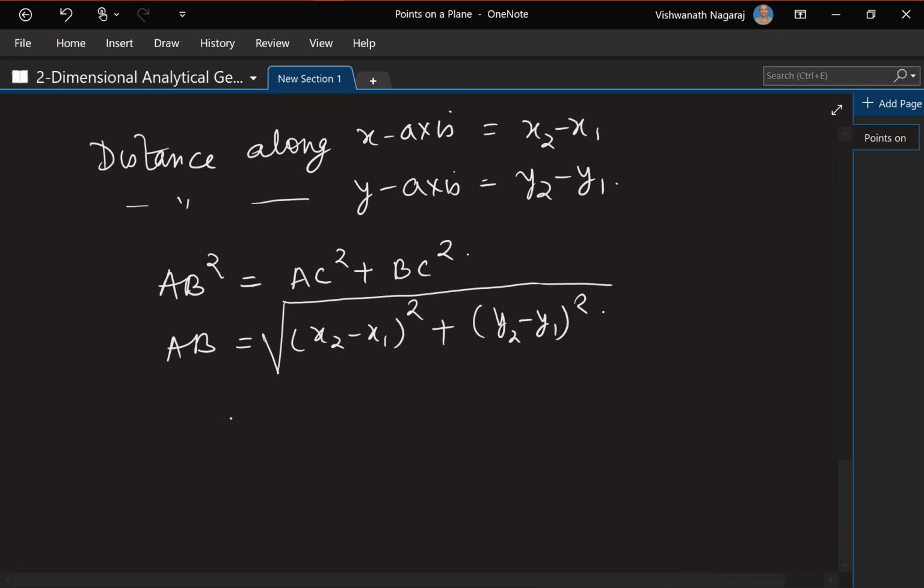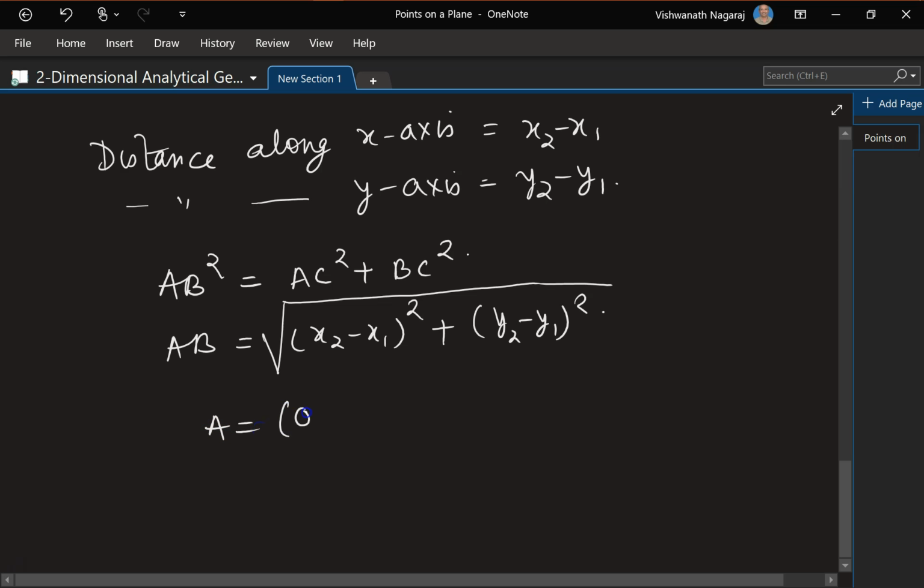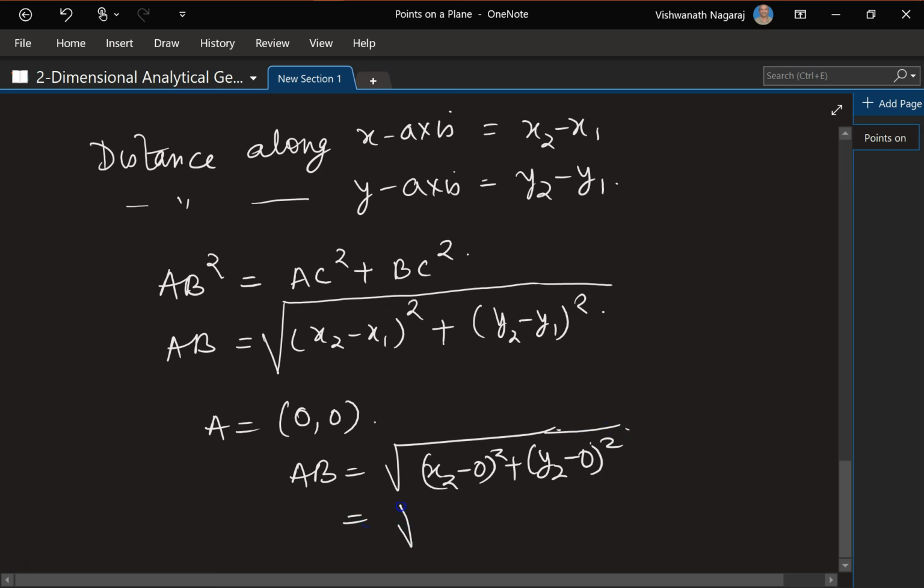Now, how do we check whether it is correct or not? One way is to say, let's say A is equal to 0, 0. Then AB would become x2 minus 0 square plus y2 minus 0 square, which is equal to x2 square plus y2 square, under root. Yes, and perfectly right.